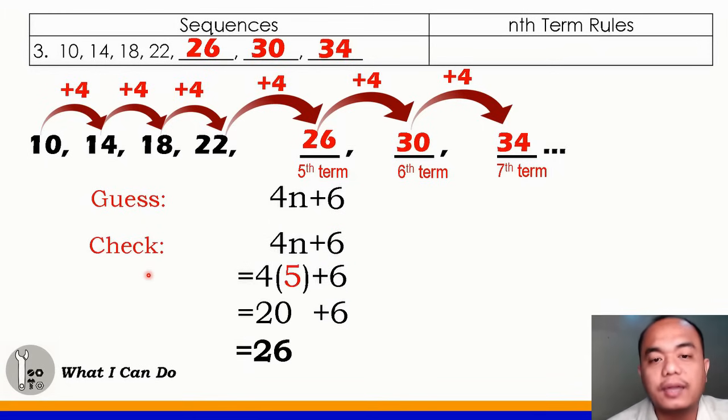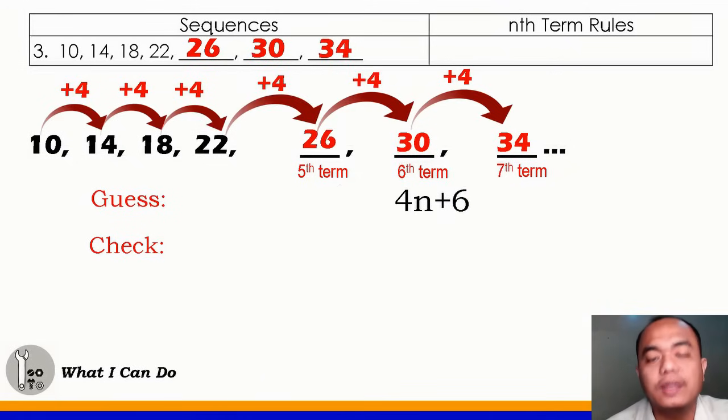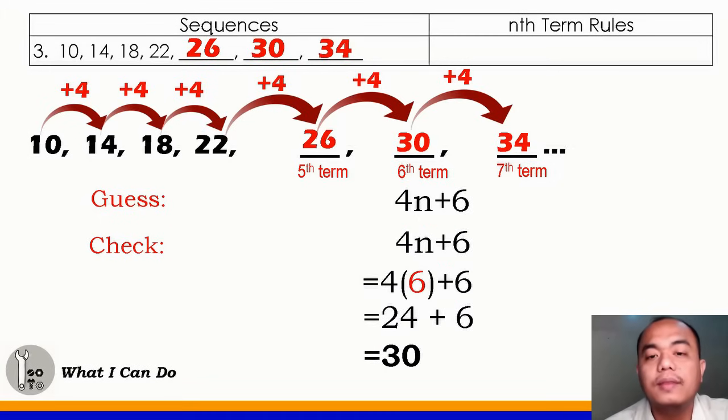And then, let's check. So 4n plus 6, with n equals 5. And then, obviously, our answer here is 26. So that's why our guess is correct. Let's try one more, 4n. Okay, still our answer is correct, right?